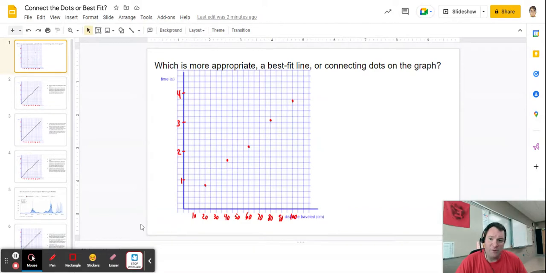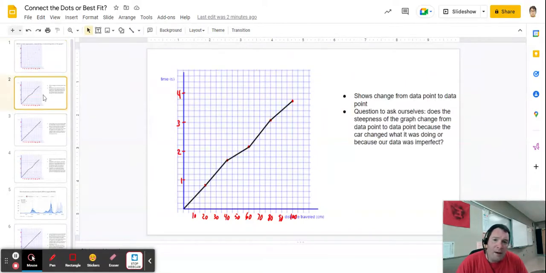So I would like for us to resolve that, and we are going to make a choice and settle on what is a best practice for doing physics. Should I draw dot to dot, or should I make a best fit line?